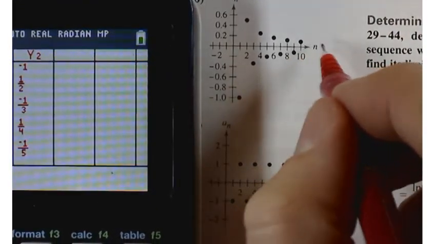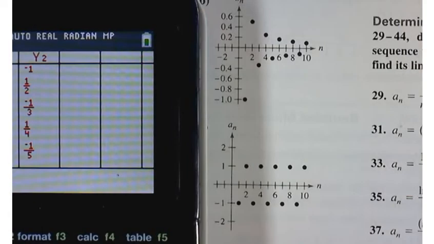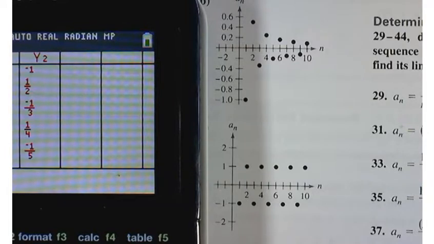So eventually, what's going to happen? What value is it going to get close to as you move out towards positive infinity? 0. It's getting close to 0. So 0 would be the limit of this graph.